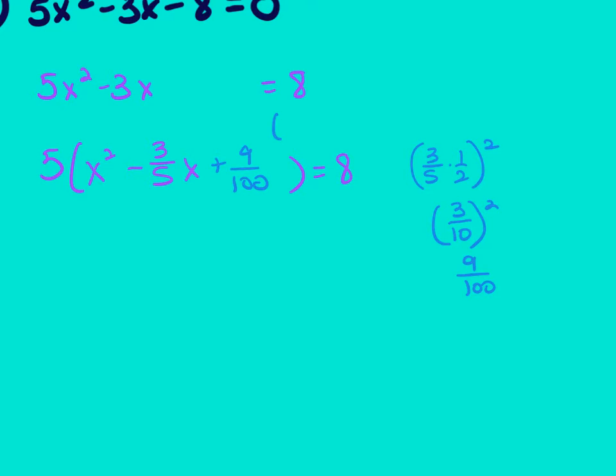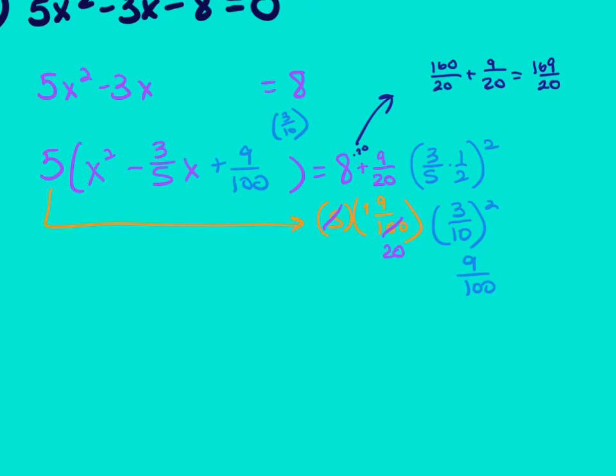I'm going to write that 3/10 here to remind me for the factoring. Normally we're going to add the 9 over 100 here, but we have to multiply by 5 first. 5 goes into 100 20 times, so I'm adding 9/20. 8 over 1 becomes, so I have to multiply by 20, 160 over 20 plus 9 over 20, 169 over 20.